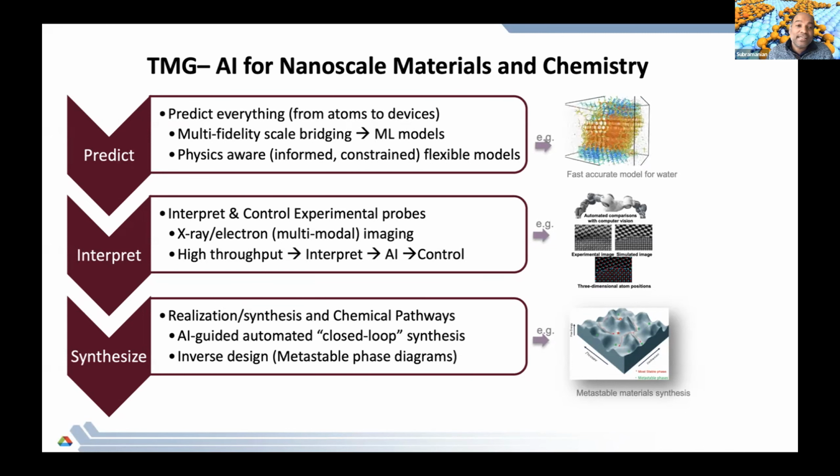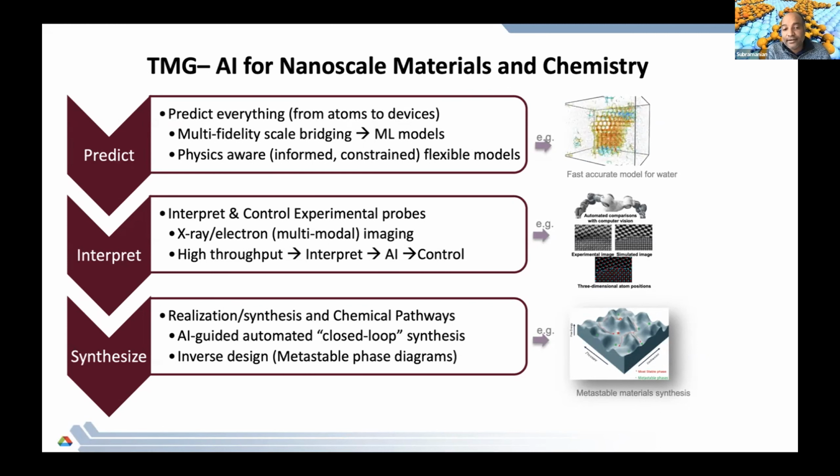And if you can actually make predictions, if you can have better interpretation, you can go ahead and then synthesize these materials. And so within these, we actually focus on certain aspects, such as looking at closed loop synthesis. And Henry Chan is actually going to talk about our autonomous synthesis platforms and how we are enabling autonomous synthesis for polymers, for example.